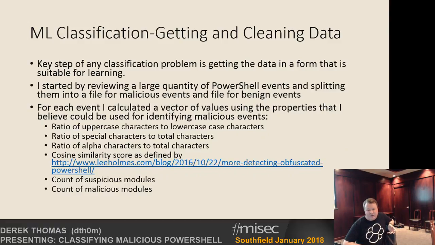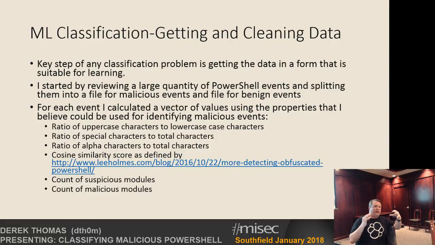For each event, I calculated the vector values: the ratio of uppercase characters to lowercase, like I showed you, the ratio of special characters to total characters, the ratio of alpha characters to total characters, the cosine similarity, the count of suspicious modules, and the count of malicious modules. The suspicious versus malicious modules are there because certain modules, like persistence or shellcode, are bad. But if you see download string, that's pretty bad, but there are also a lot of legitimate use cases. Encoded command is used far more legitimately than I had ever previously thought.